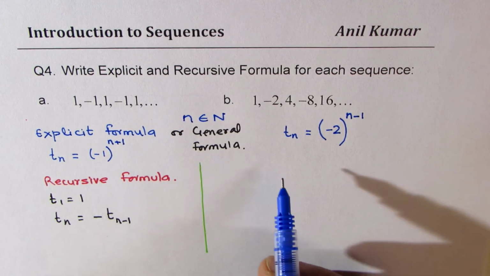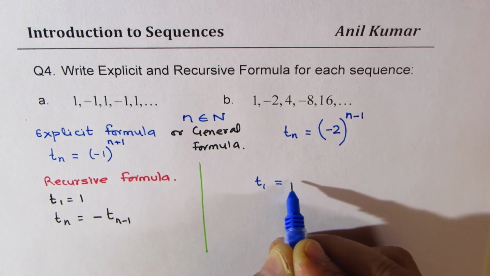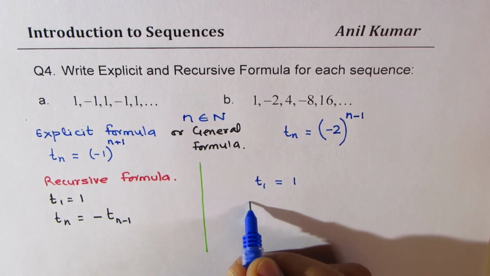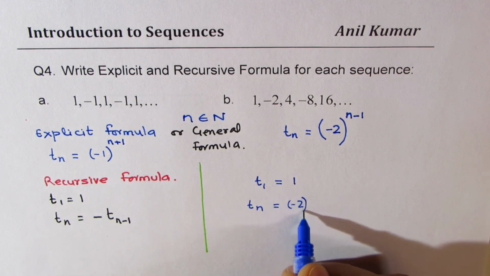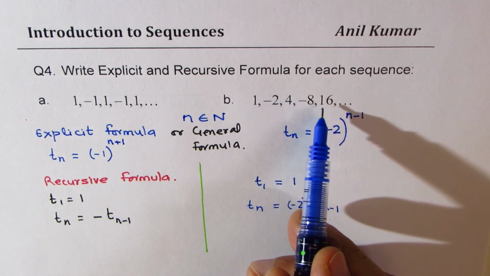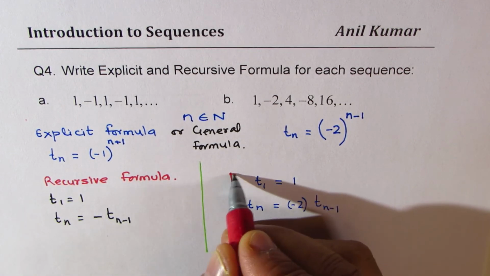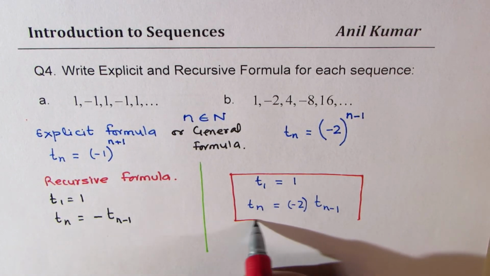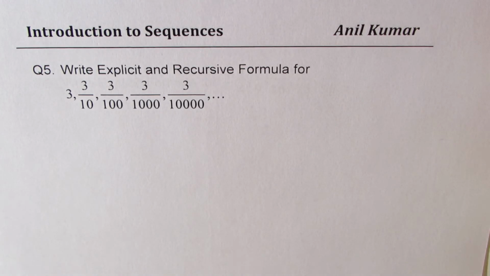Now to get the recursive formula, we can say T1 is 1 and Tn is negative 2 times Tn minus 1, because you're multiplying by negative 2 to get the next term. Perfect. So that is how you could get the recursive formula. So I hope it is absolutely clear, right? Let's move on. Few more examples.